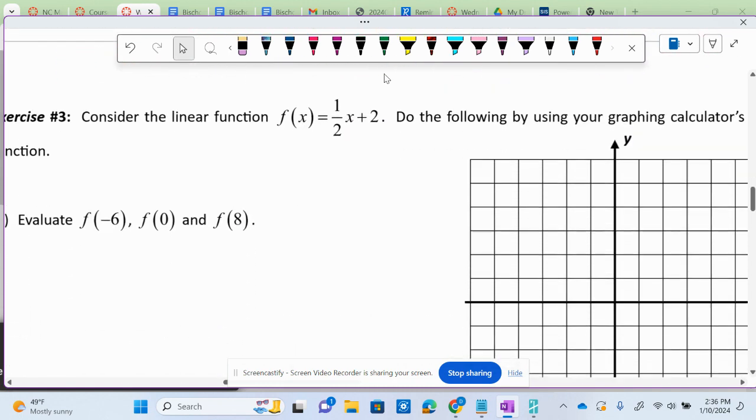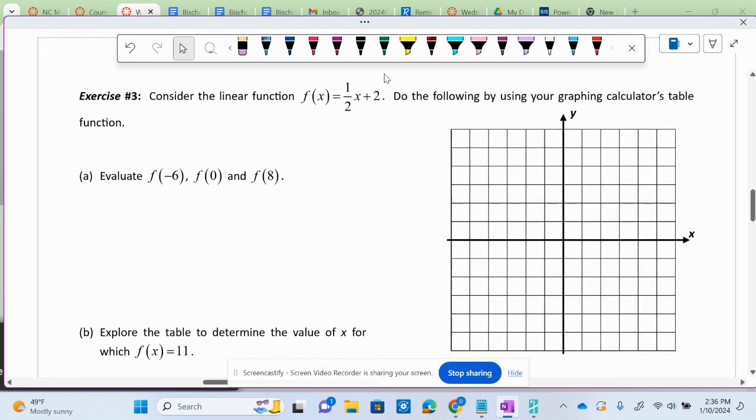Okay, flip over to the next page. Okay, so we're going to use our graphing calculator because sometimes you guys brain dump and you forget all about your graphing calculator. So everybody has a calculator on their desk. Every day your seat number and your calculator match, right? And that's where you're going to keep your calculators. So consider the linear function f of x equals 1/2 x plus 2. I know this will be the last thing that we do because I see what time it is. So do the following by using your graphing calculator's table.